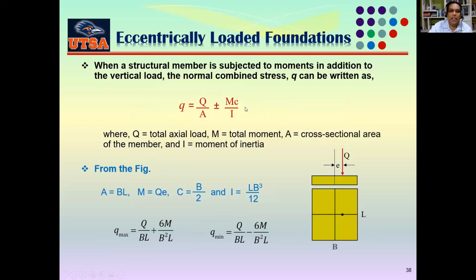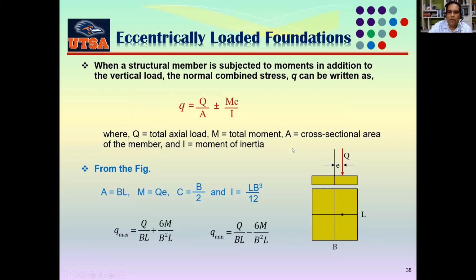So in this picture, you can see that the pressure is equal to Q by A plus or minus MC over I. When we are talking about Q max, here is your Q max, then this one would be positive. When we are trying to see Q min, then the sign would be negative, right? So this is your axial load. M is the total moment. C is half of B, which is B by 2 here. A is the cross-sectional area of the member, and I is the moment of inertia.